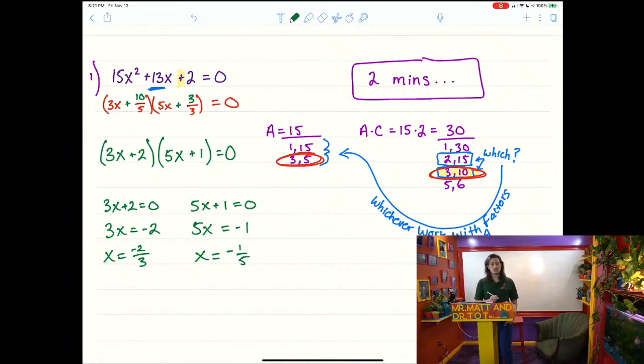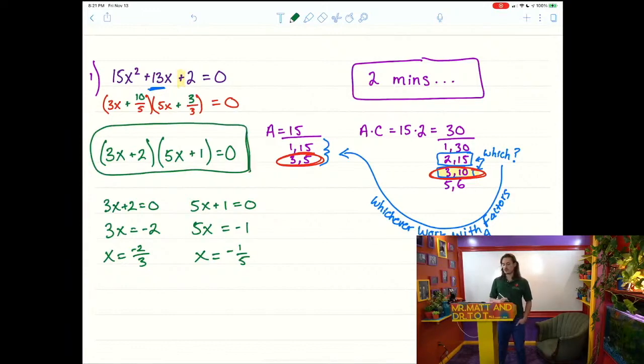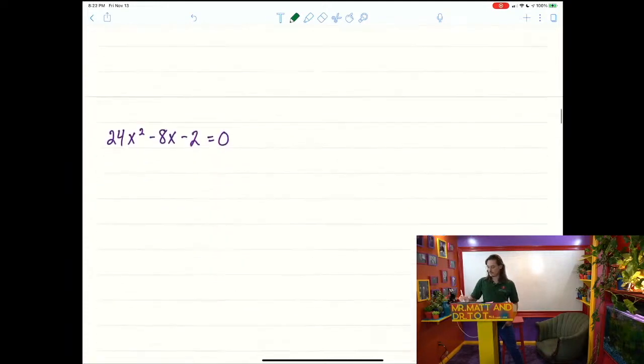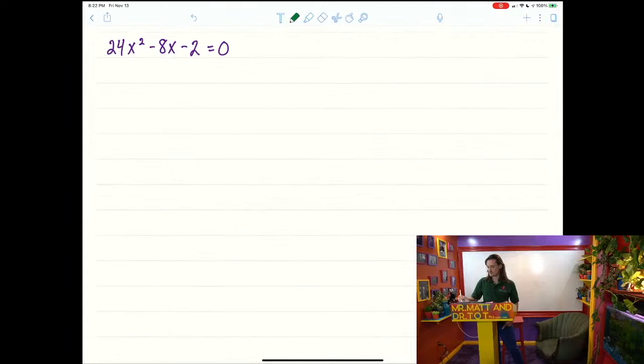If you have any questions, then please let me know. Otherwise, take a look at number 2. We have 24x squared minus 8x minus 2 is equal to 0. So please factor that. I'll give you 4 minutes and then I'll go through the solution.